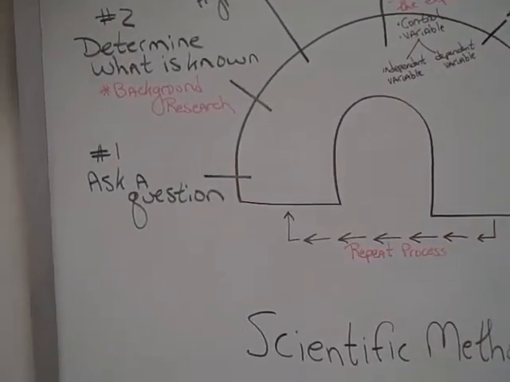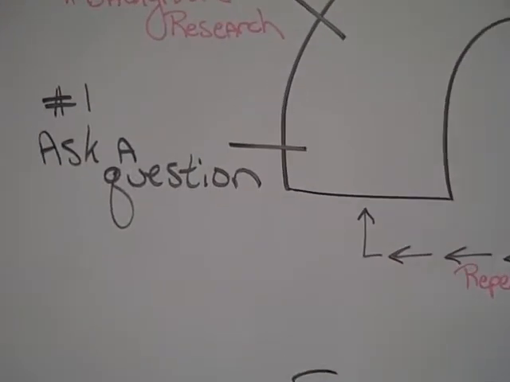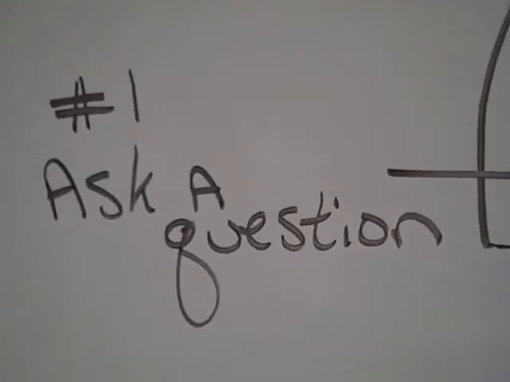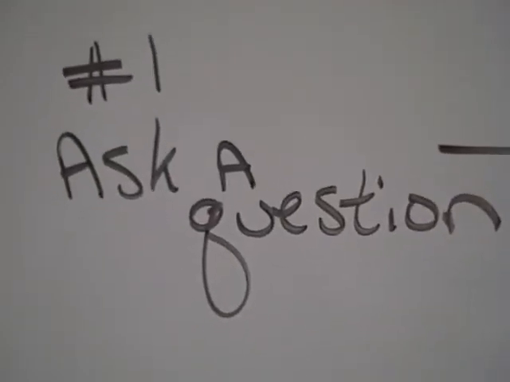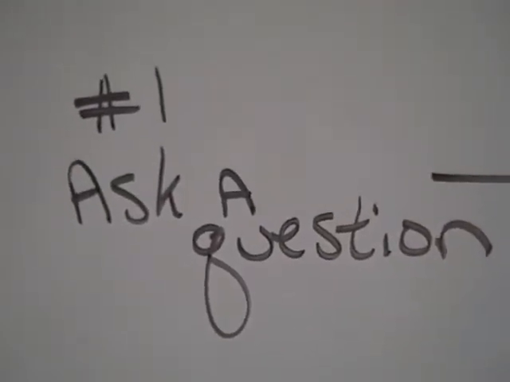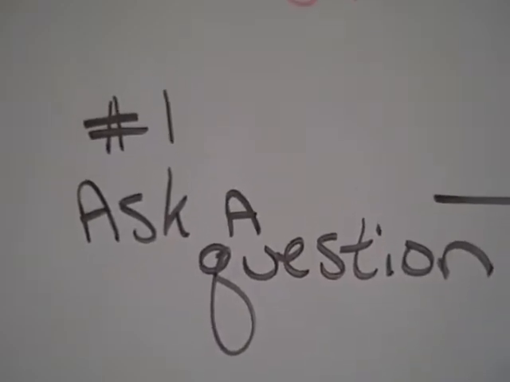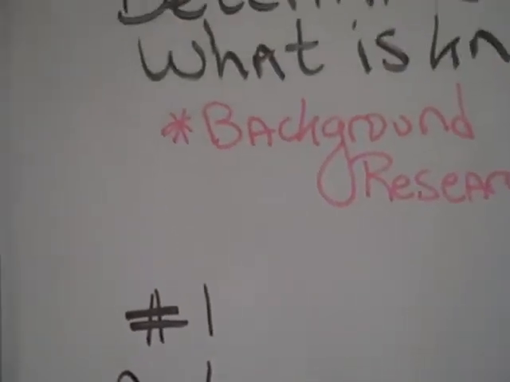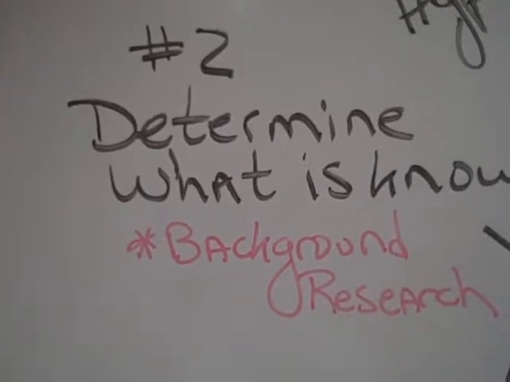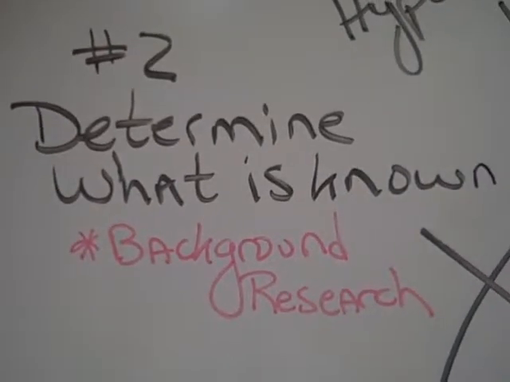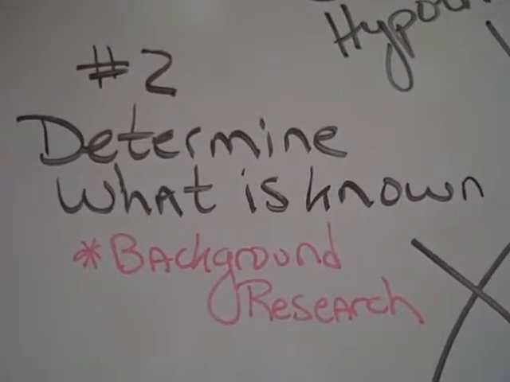The scientific process starts with step number 1, asking the question. Society typically will ask scientists to help solve a question or answer a problem. In order to do so, scientists will determine what is known, in which they will carry out background research to learn more about all the factors involved in the experiment.